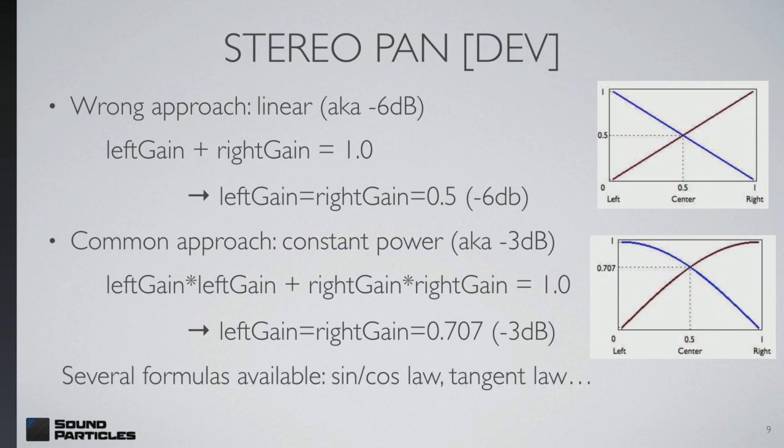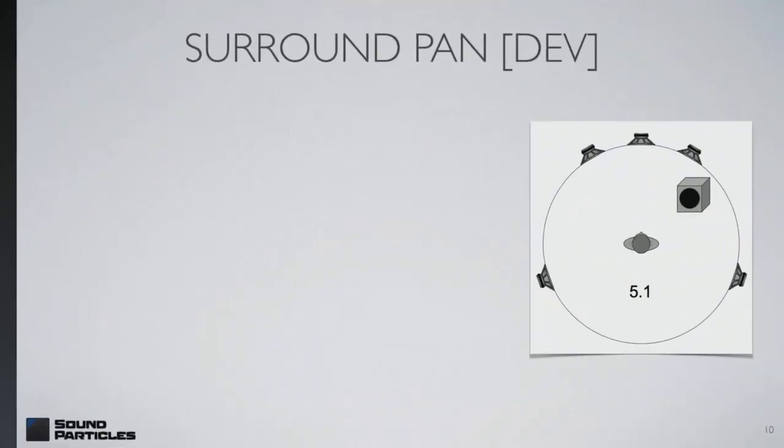And for this constant power, there are several formulas. If you want to simply create a single panning pot, you use this sine law. If you want something more accurate, you use this tangent law. Now imagine that you want to pan something for surround. What you do in surround is exactly the same thing. You choose the two in-between speakers, and then you apply the same formulas.